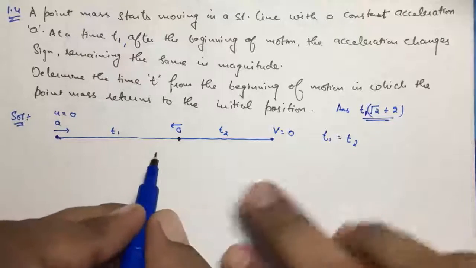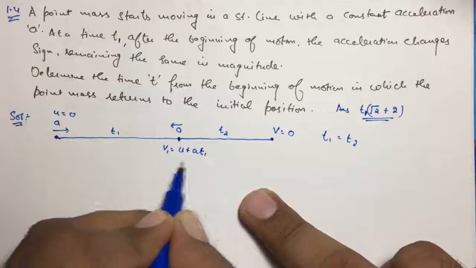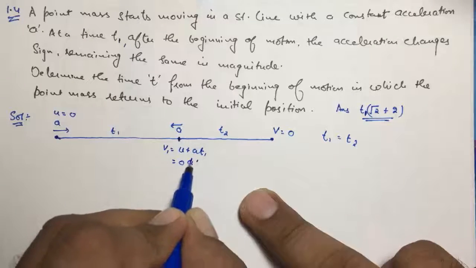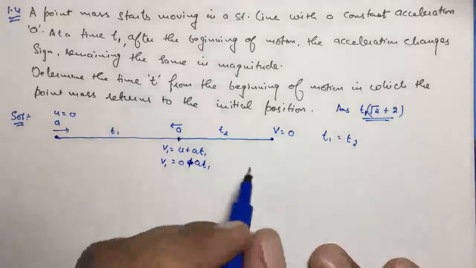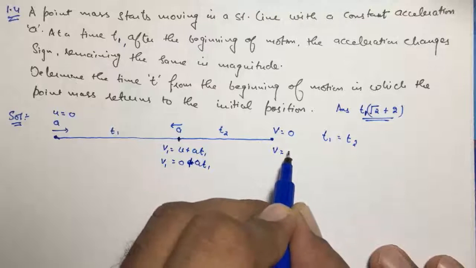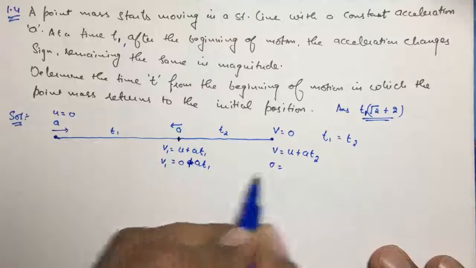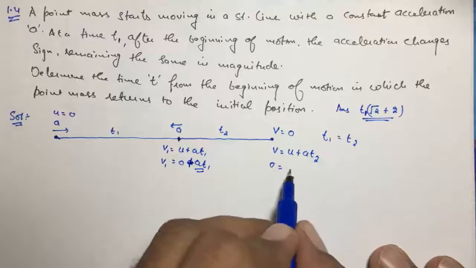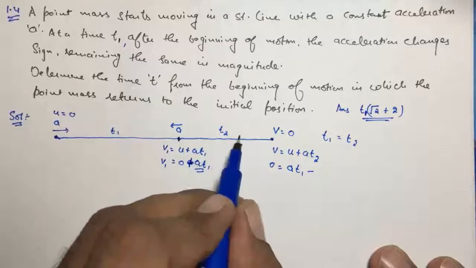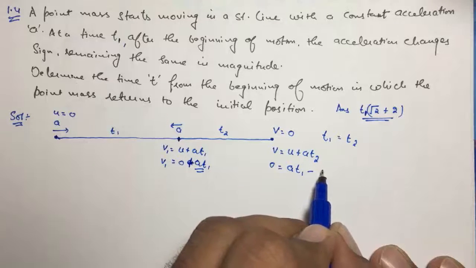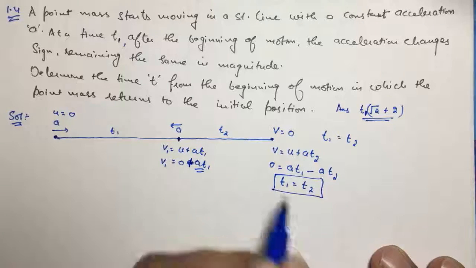So how can we solve it? Let's say here we have a velocity v1 is equal to u plus a t1. u is 0, so final velocity is a t1. So here we have the velocity a t1. Now here we can say v is equal to u plus a t2. Suppose this time is t2. Final velocity is 0. Initial velocity is a t1, minus, because acceleration is opposite to the direction of velocity, so it will be a t2. So we can say t1 is equal to t2 from this.